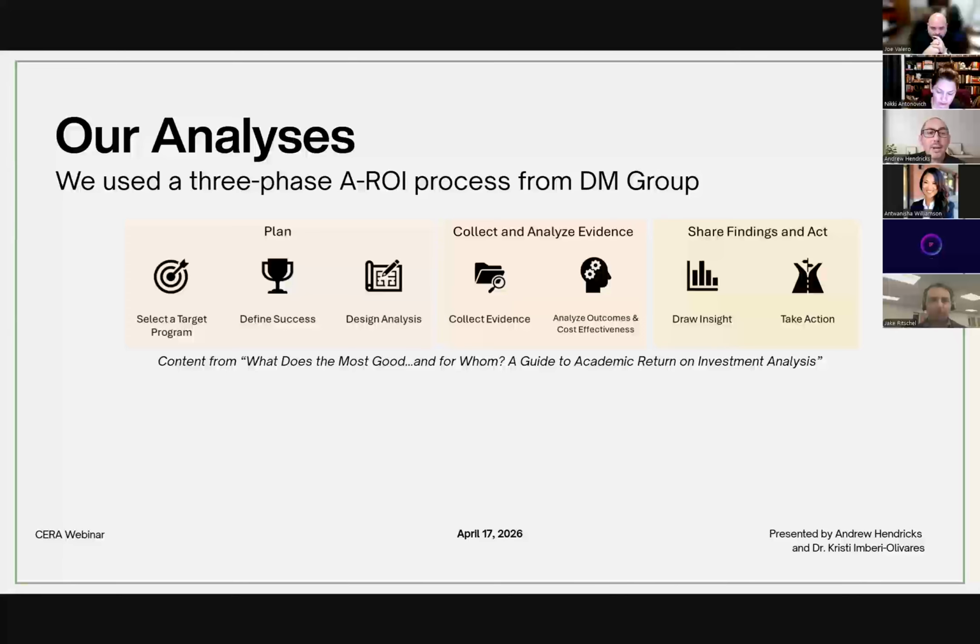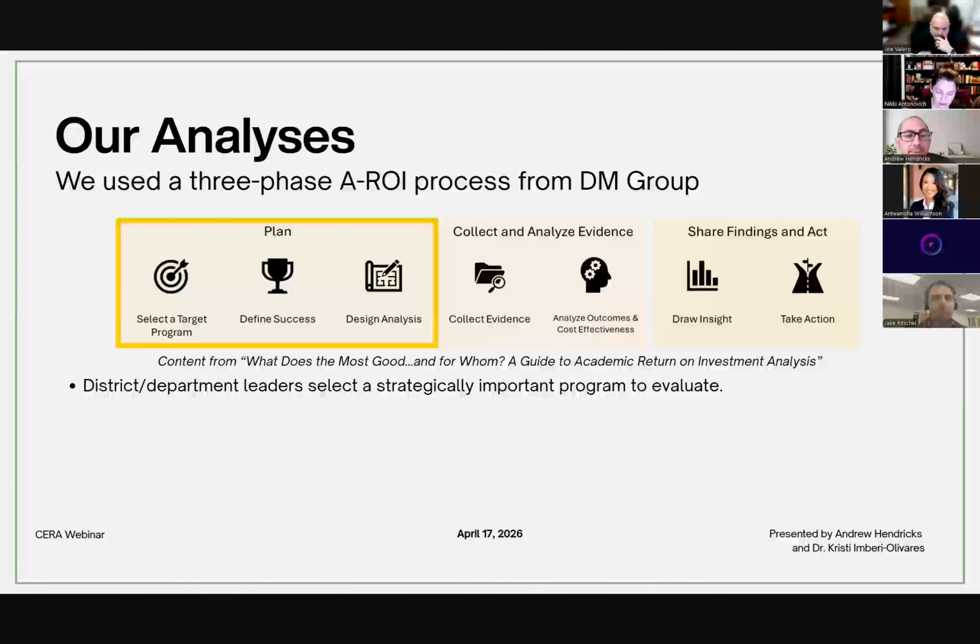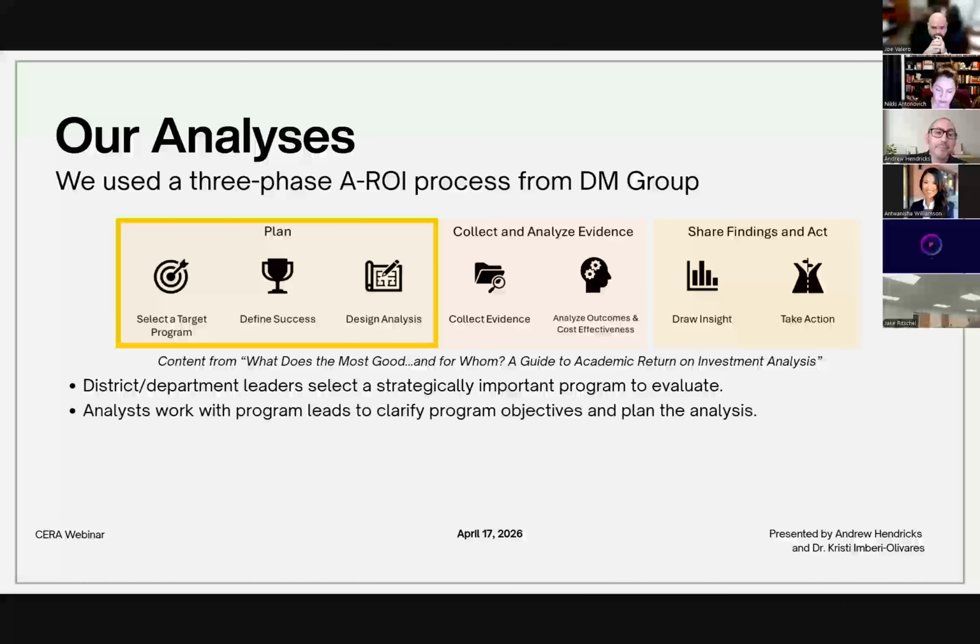But I'll just break down the overall process that we used when doing our analyses. So first, there is a planning phase, and in our case, this consisted of a department leader, it could also be a district leader, selecting a strategically important program that we want to evaluate. We want to make sure we're choosing a program with a significant investment that affects many students, something where we're making a big resource investment, and we think it's worth it to study this more closely.